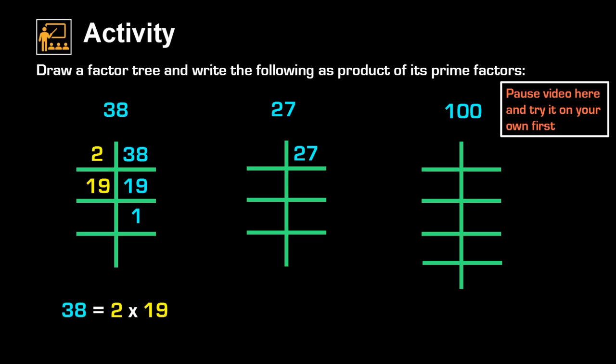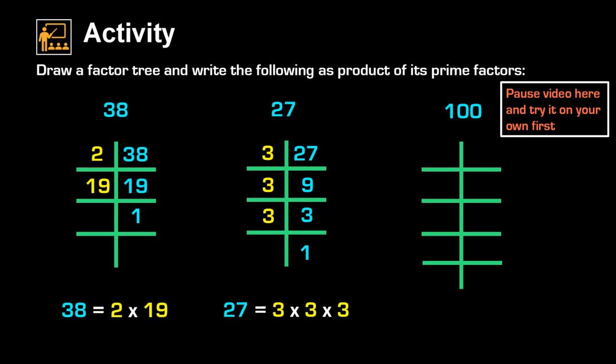And then we go to the next prime number, which is 3, and we say 27 divided by 3 will give us 9. And then we use 3 again. We say 9 divided by 3 will give us 3. And then we say 3 divided by itself will give us 1. So the prime factors of 27 will therefore be 3 multiply 3 multiply 3, which is 3 multiply 3 will give us 9. And 9 multiply 3 will give us 27.